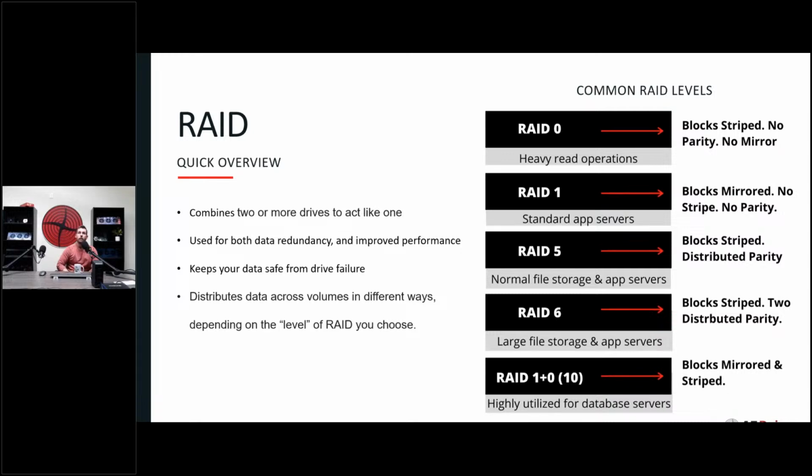So blocks mirrored, you have no stripe, no parity. Your RAID 5, which is 1 drive of parity per VDEV, RAID 6, which is 2 drives lost to parity per VDEV, and then you have your RAID 1+0, which is storage devices that are mirrored and striped.